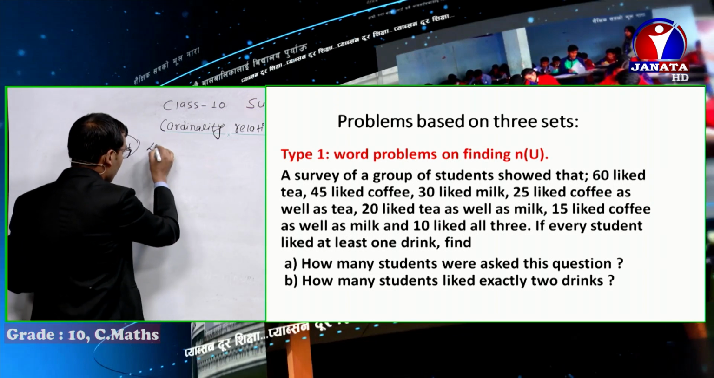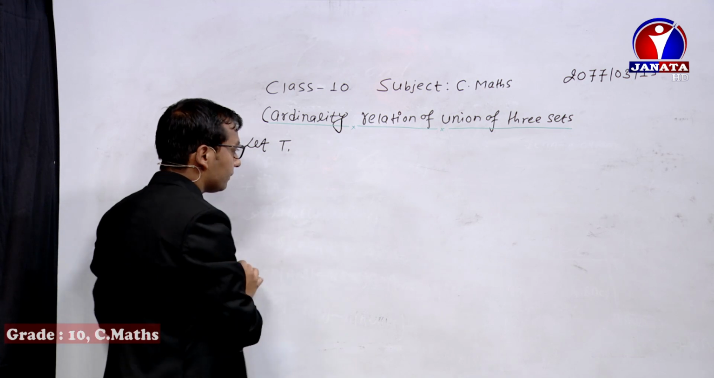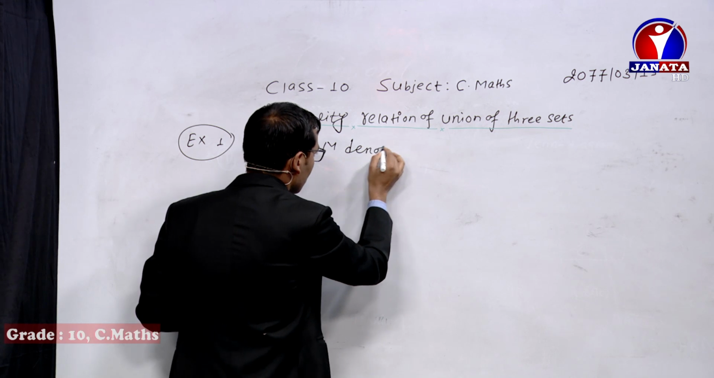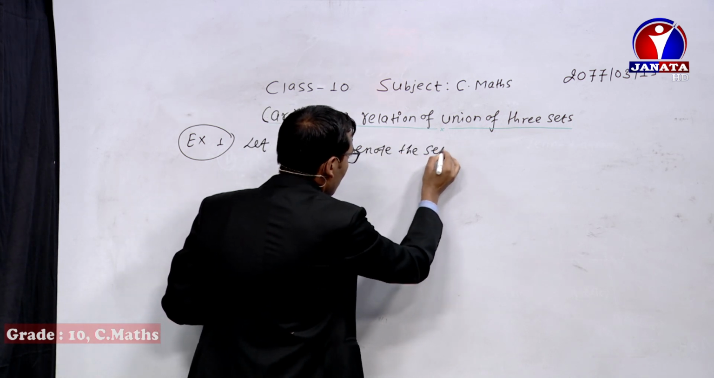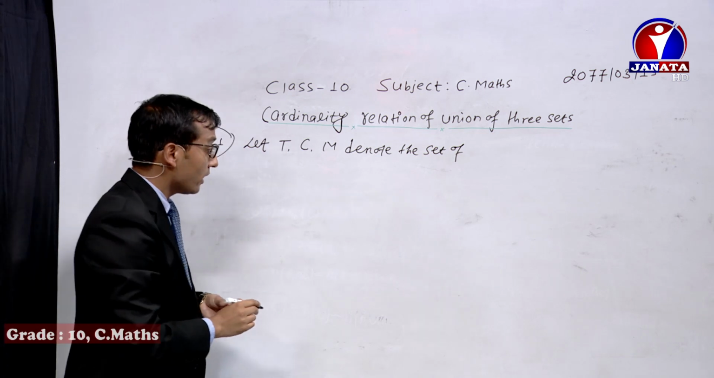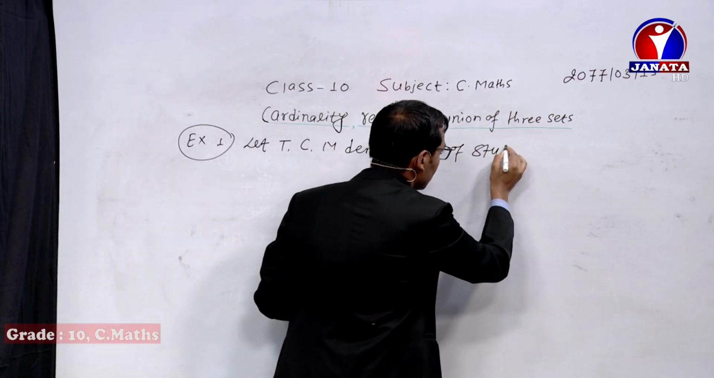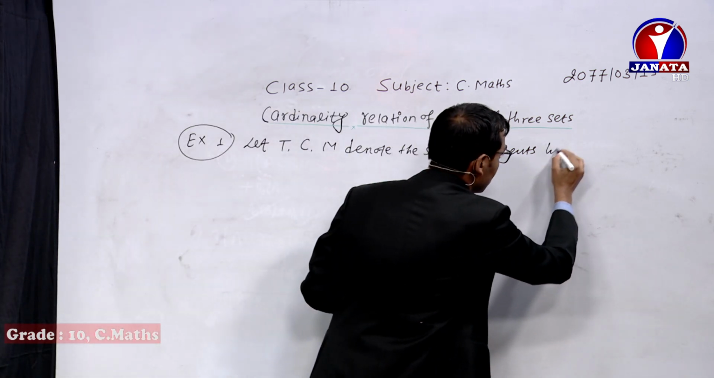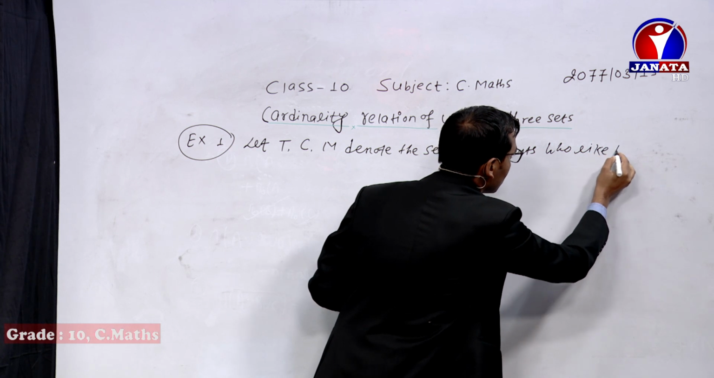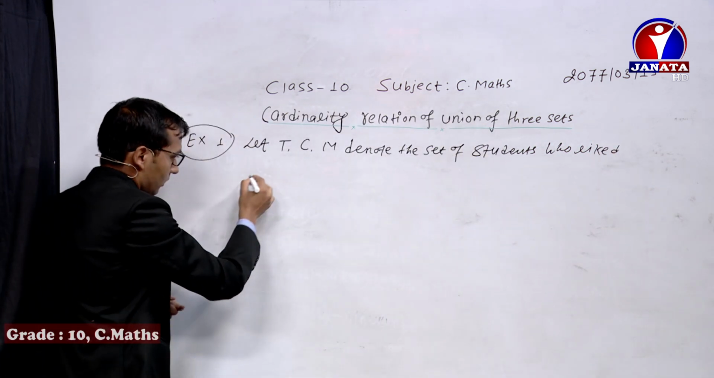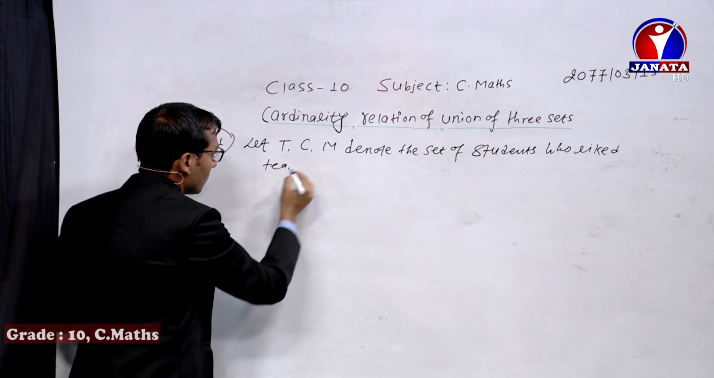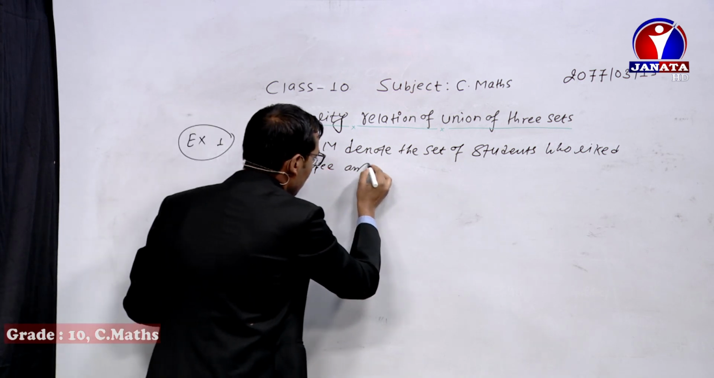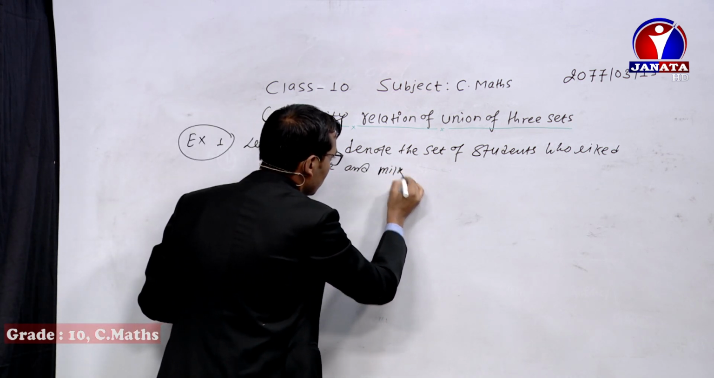So let T, C and M denote the set of students who liked tea, coffee and milk respectively.